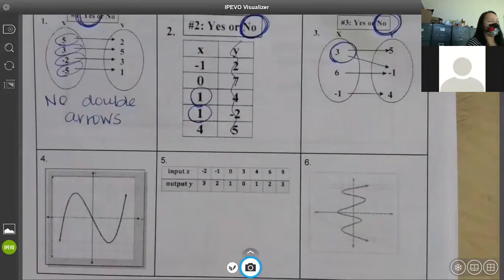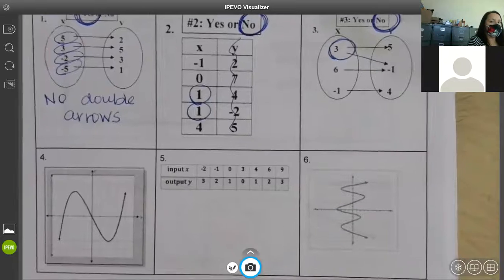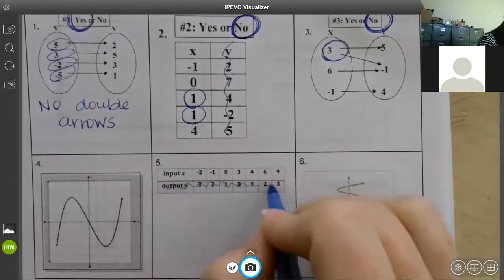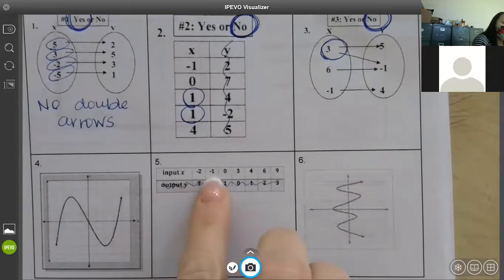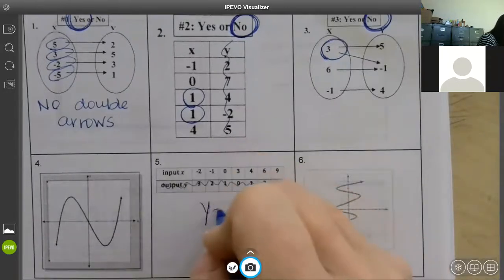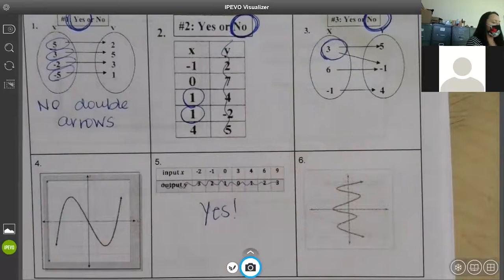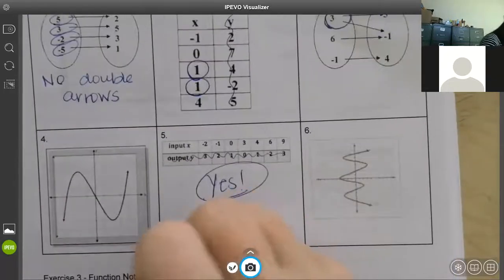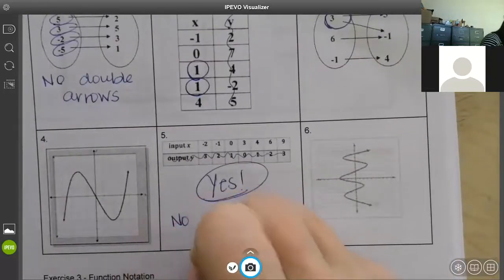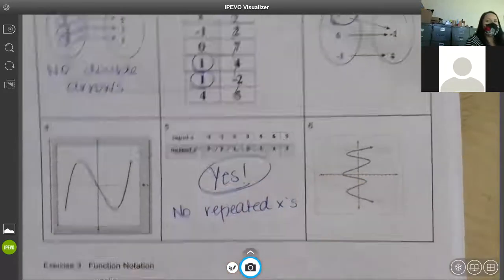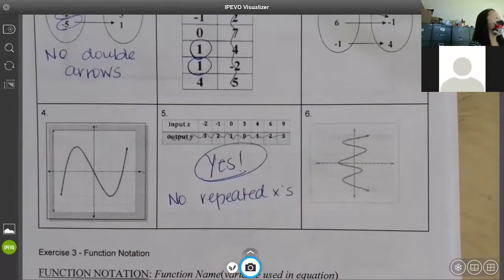On 4, 5, and 6, we're just going to write yes or no. We're going to look at 5, the table first. We don't care about our y's. We're going to look at our x's. Are there any repeat x's? So this is a function. Again, why? There are no repeated x's. And that's the key in all of these, okay?